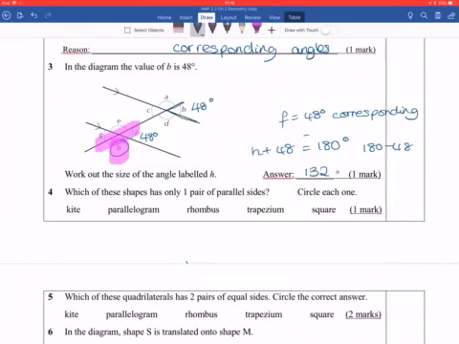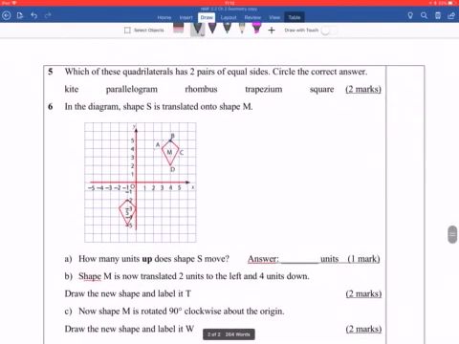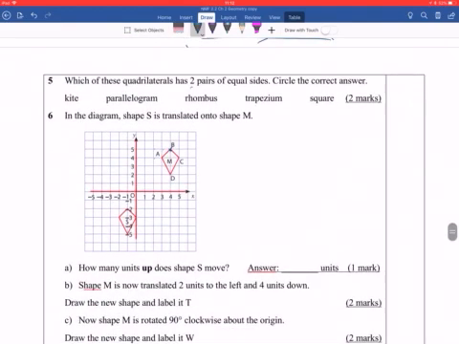Okay, which of these shapes has got only one pair of parallel sides? That's a trapezium. A trapezium looks like this with one pair of parallel sides. Okay, question 5. Which of these has two pairs of equal sides, not parallel? So that's a square, but it's also a rhombus, which is just like a squashed square, like that. So all the sides are the same.